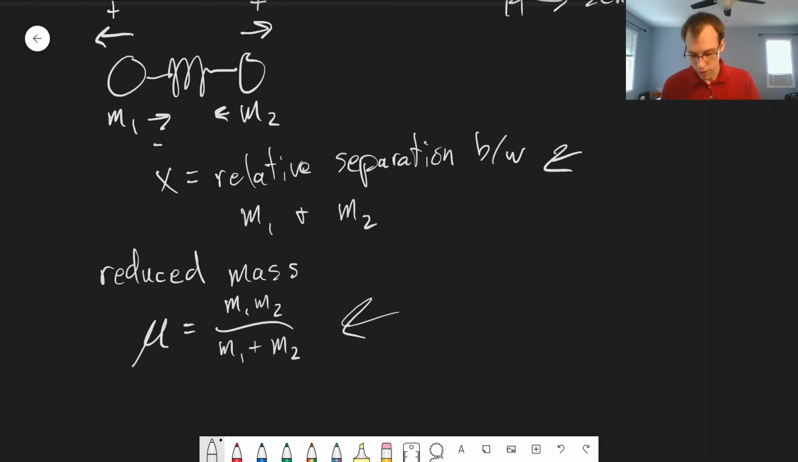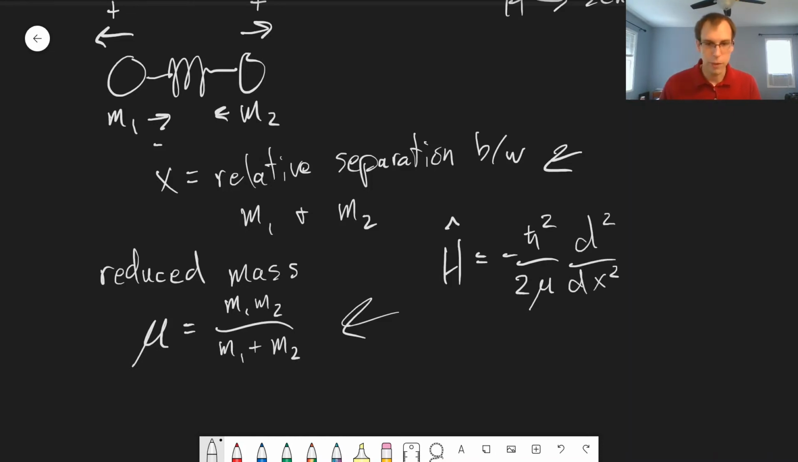So if we go ahead and do that, our Schrodinger equation becomes negative h bar squared over 2 mu, and then we'll have our second derivative with respect to x. And again, x is defined the way we've done it here. And then we add the potential energy, 1/2 k x squared. And so this is the Hamiltonian operator for the harmonic oscillator.